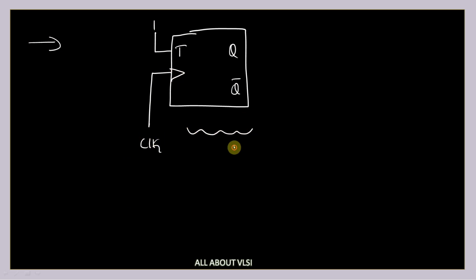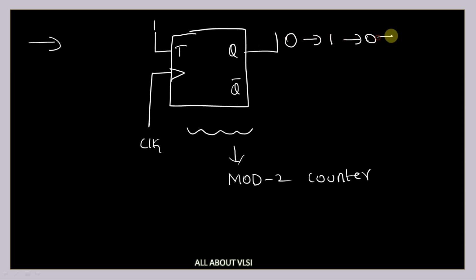This is my mod 2 counter. If you see, the initial state of Q will be equal to 0, and the next state will be equal to 1, and next state will be equal to 0, next state will be equal to 1. The number of unique states here are nothing but 2. So that's why it is a mod 2 counter. The mod number is equal to 2.